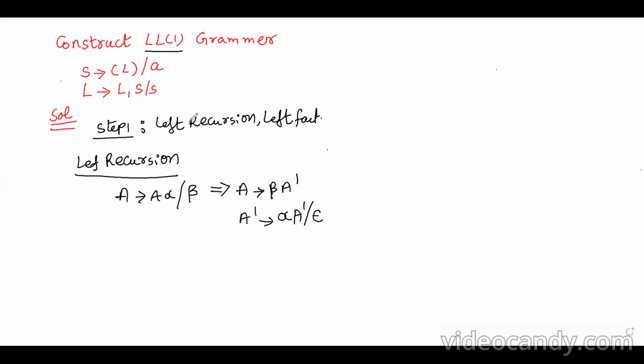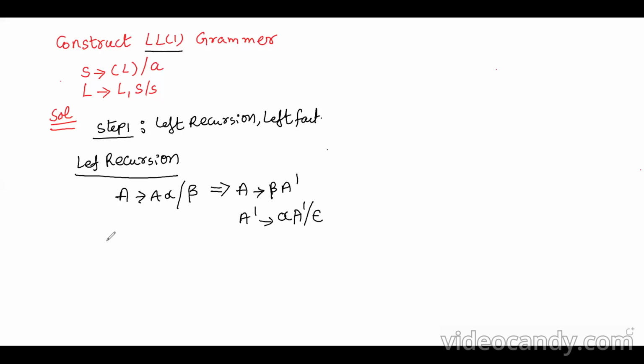So in the construction of an LL1 grammar, first we must check whether left recursion and left factoring are there. If left recursion is there, the form is A tends to A alpha slash beta, then we write A tends to beta A dash, A dash tends to alpha A dash slash epsilon. Let us see whether the given production has any left recursion or not.